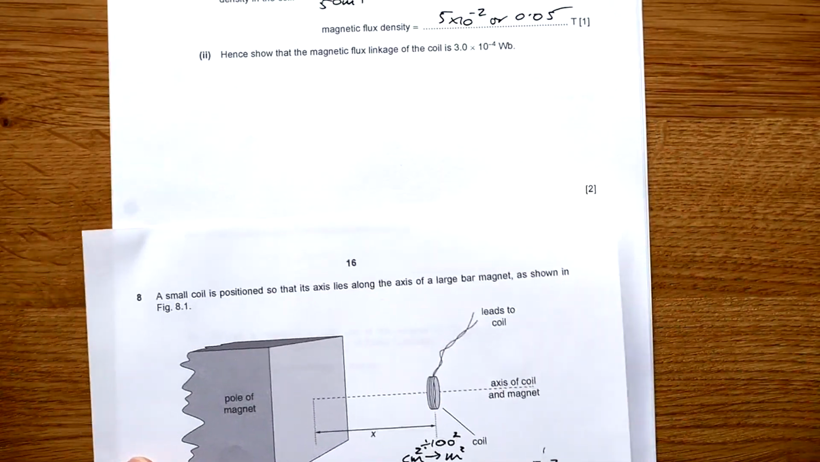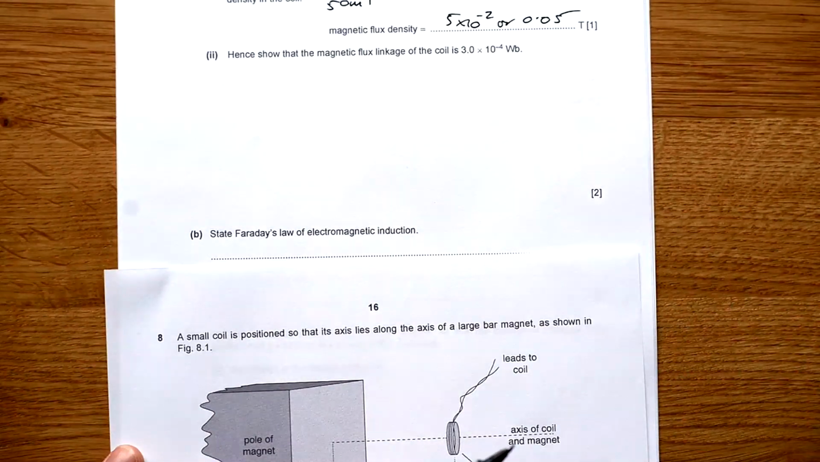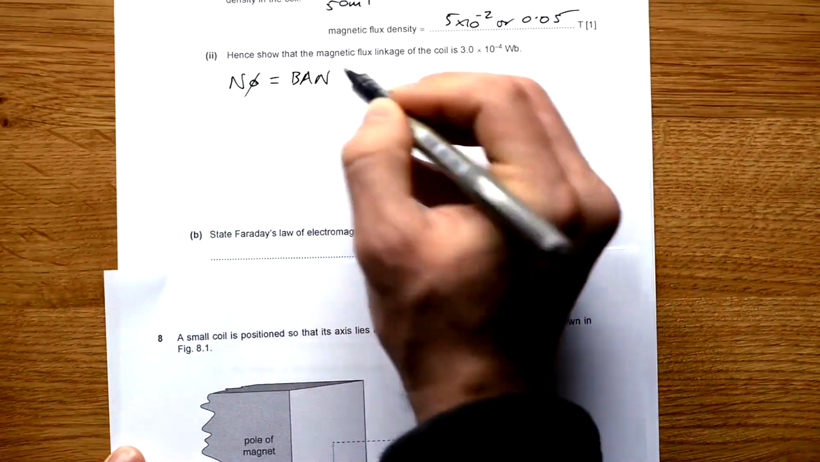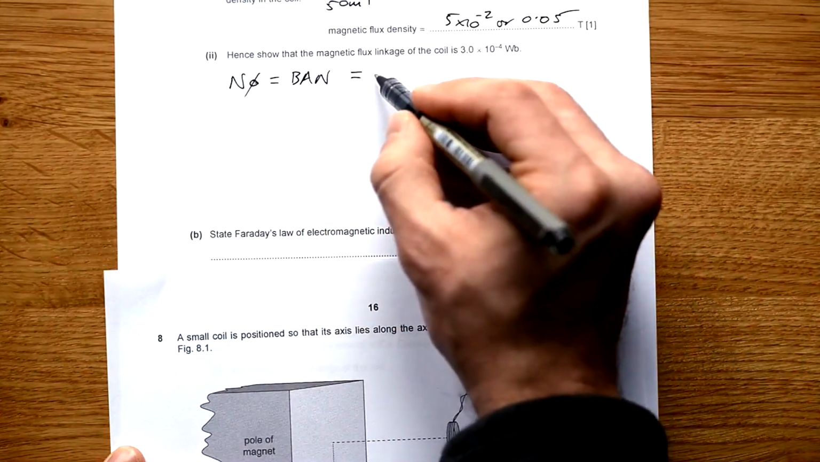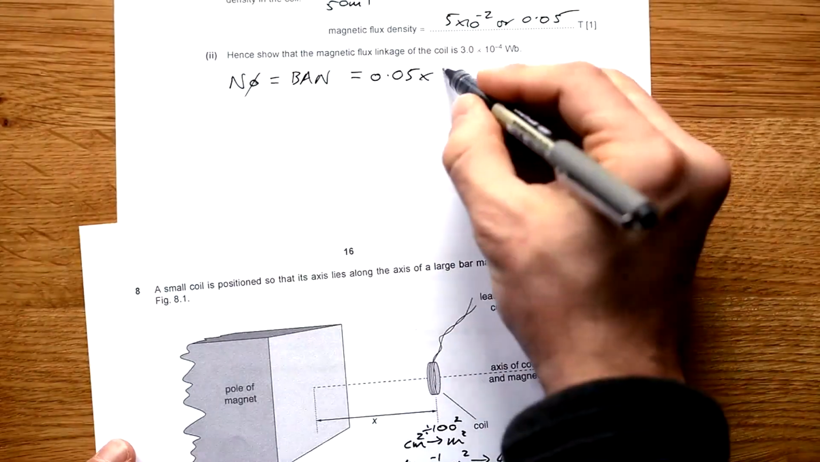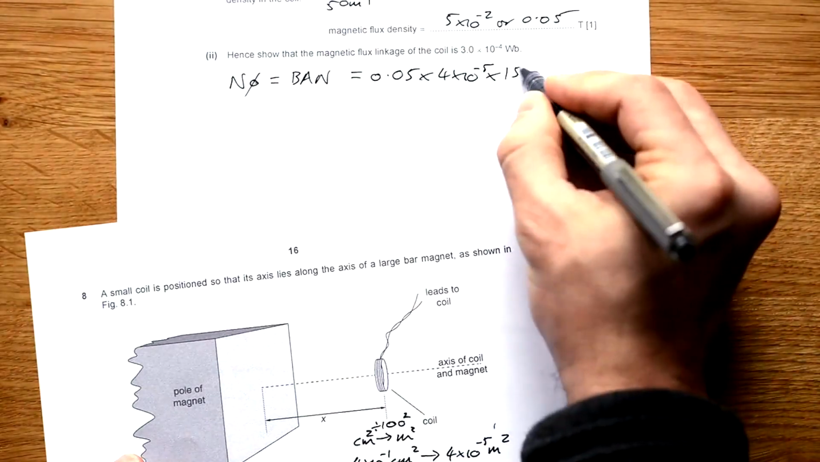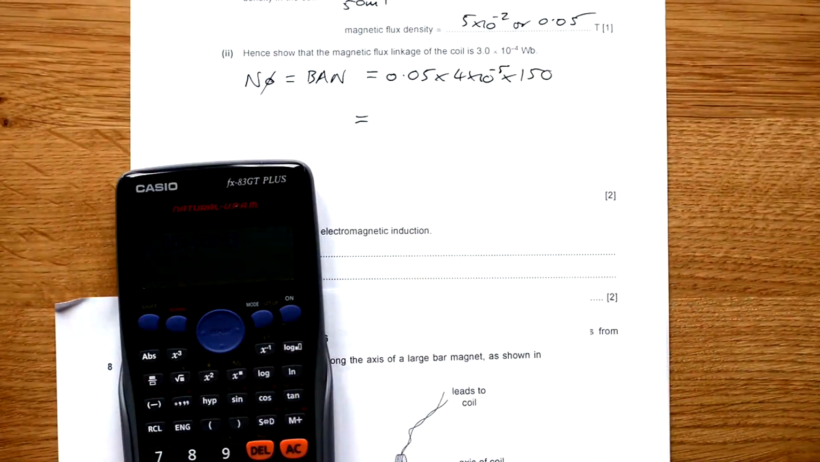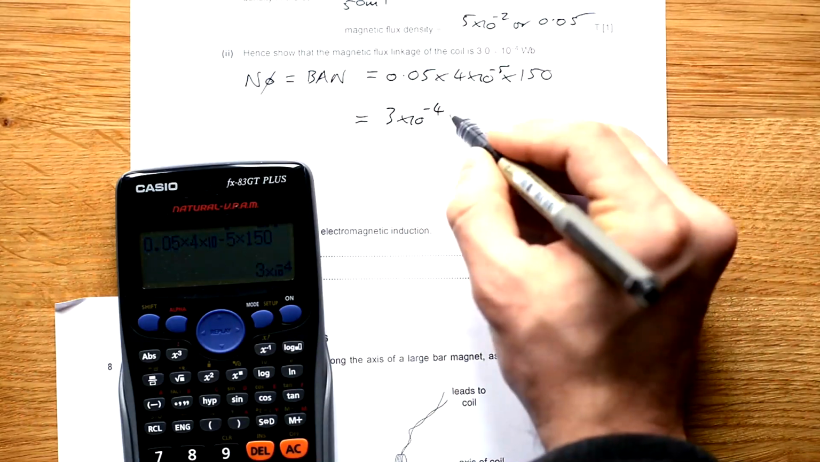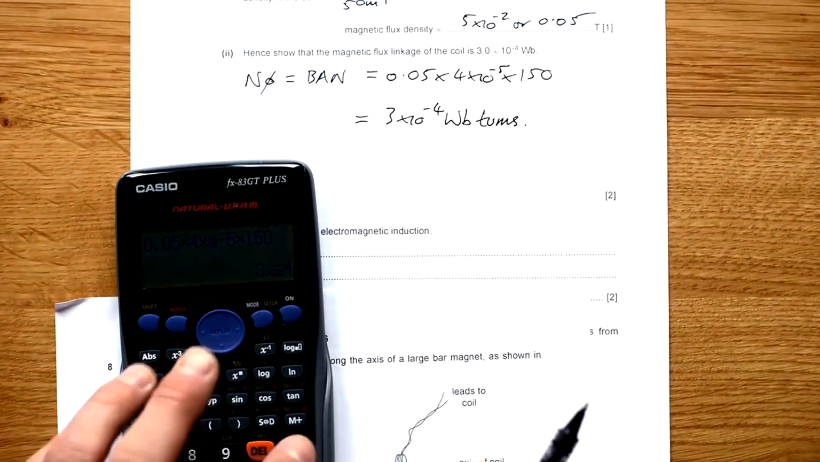Hence show the magnetic flux linkage of the coil is 3 times 10 to the minus 4 Webers, or Wubs as I like to call them. So flux linkage is N phi, and that is BAN. So that's 0.05, our flux density, times our area. Already calculated that like a boss. 4 times 10 to the minus 5 times the number of turns, it's 150. Easiest 2 marks you'll ever get. That gives us 3 times 10 to the minus 4 Wub. Now, technically, it should be Wub turns because we're talking flux linkage.